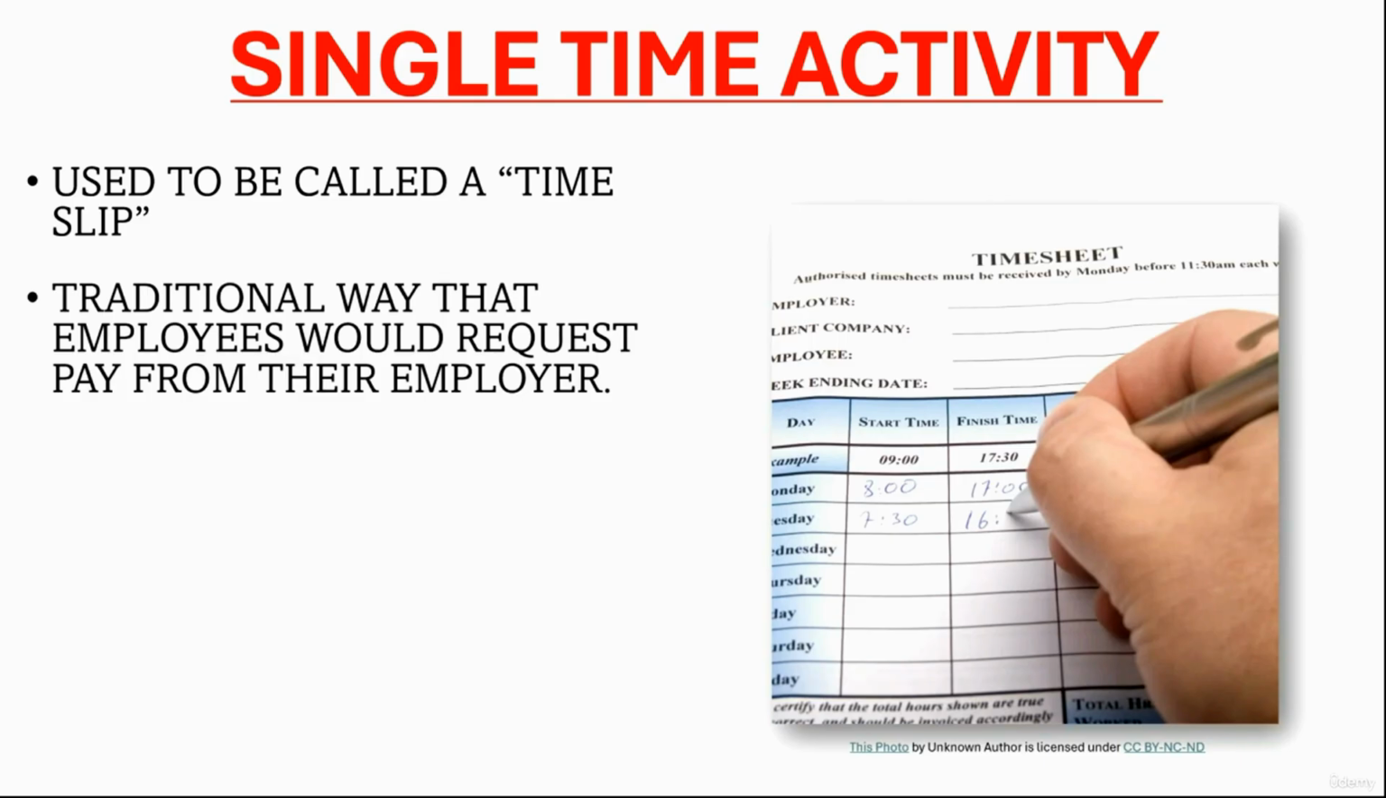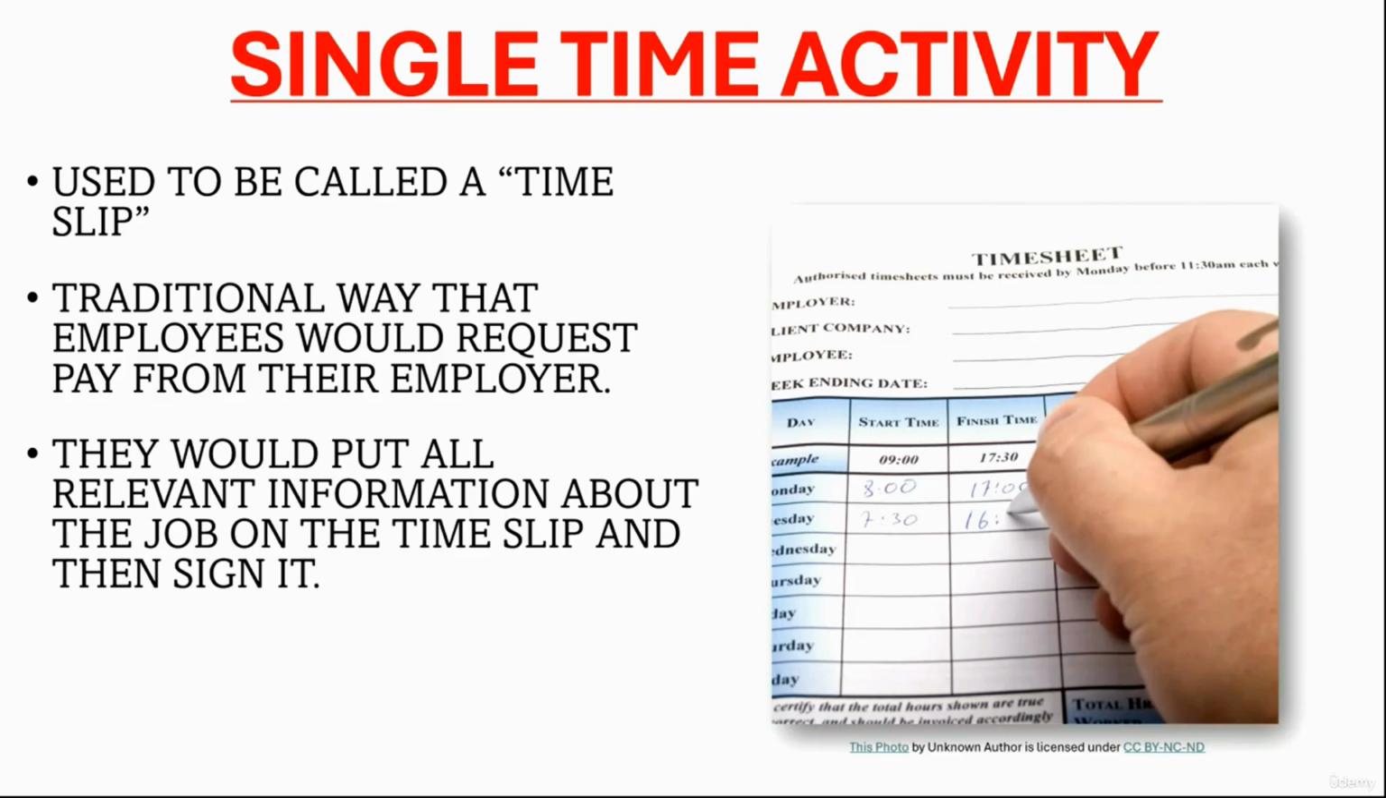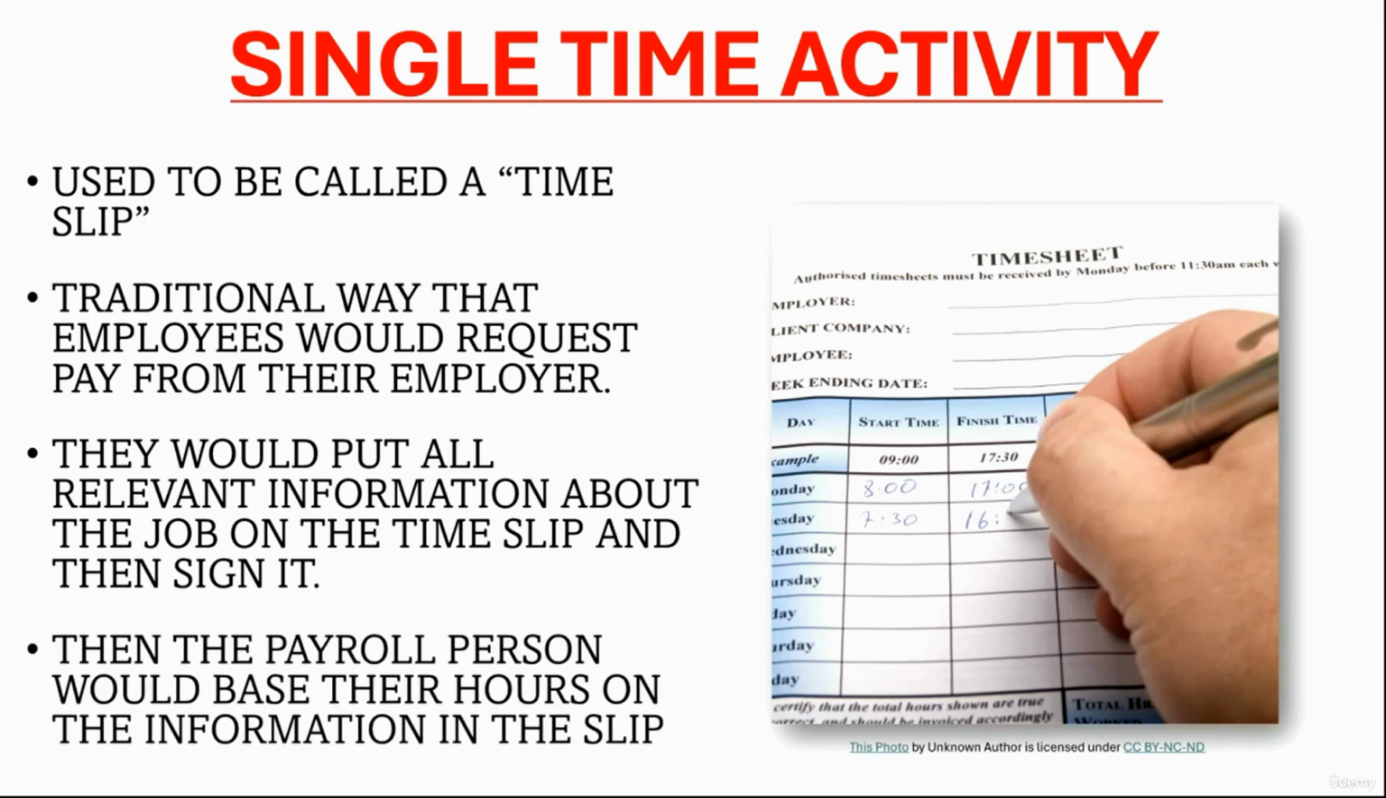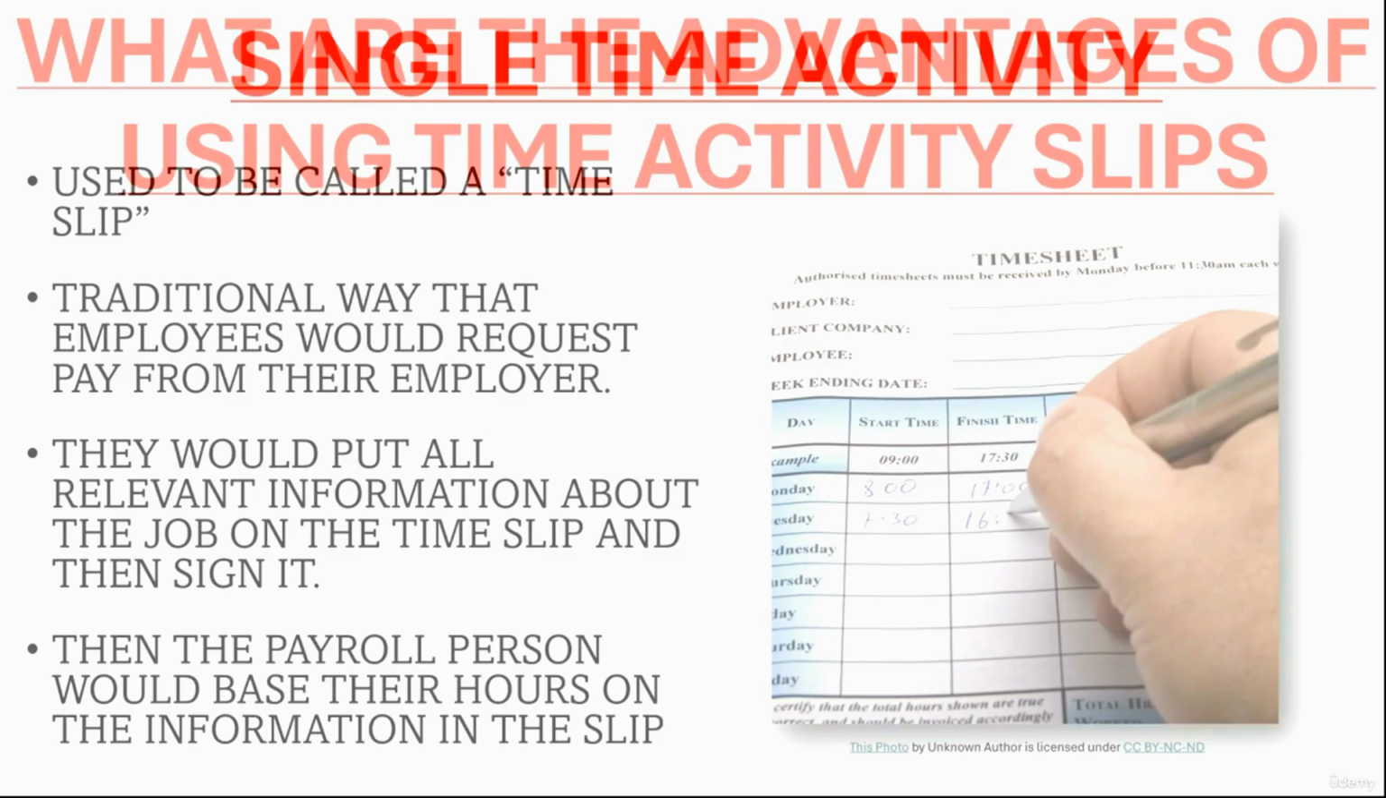It's the traditional way that employees would request their pay from their employer, and they would put all relevant information about the jobs that they did on the time slip and then sign it. Then the payroll person would base their hours from the information on the time slip.